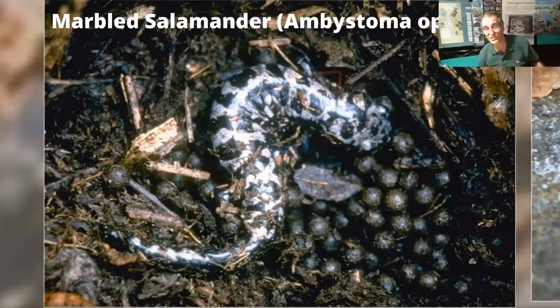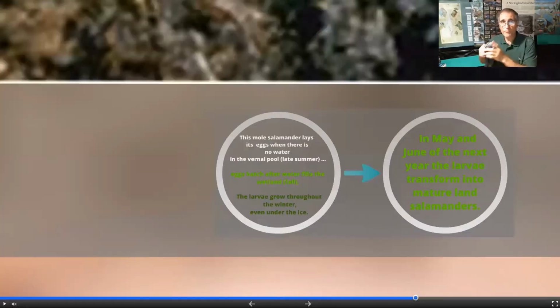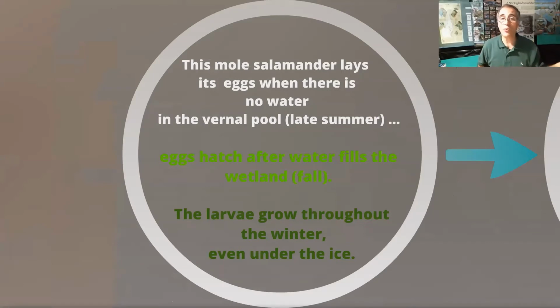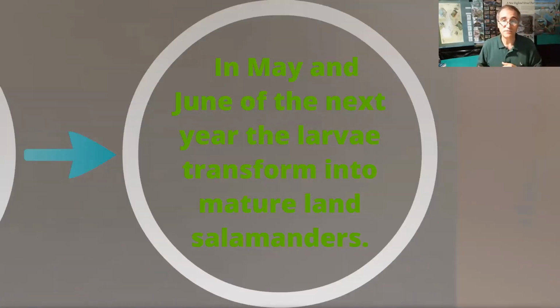This is a marbled salamander, another salamander, and I want to give you an idea that salamanders aren't all the same. This one lays its eggs in the dry, not in the water. It waits for the water to come. So it lays its eggs when there's no water. The eggs hatch after the water fills up in the fall, and the larva can actually grow under the ice. So in the next year, the larva can transform into mature land salamanders.